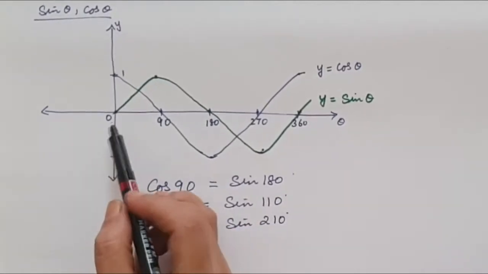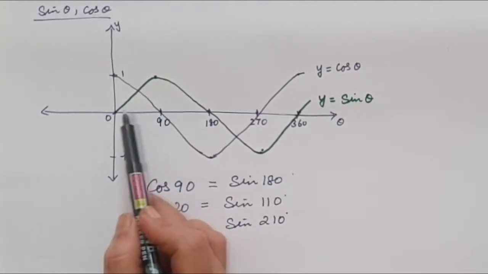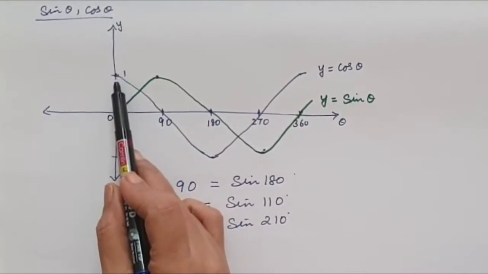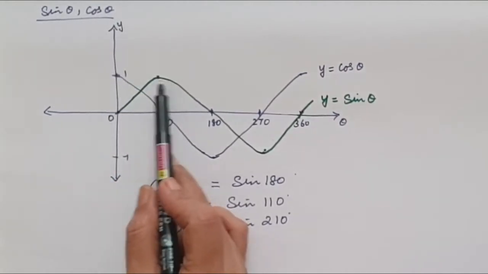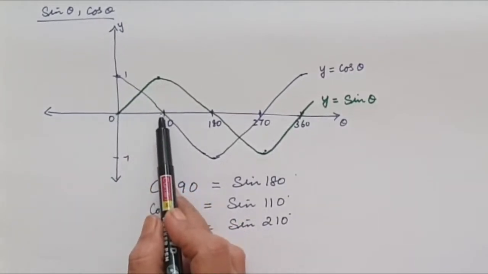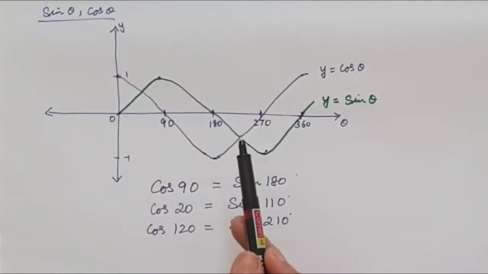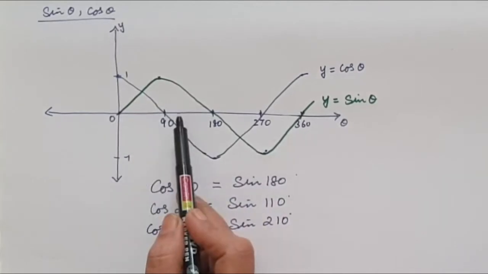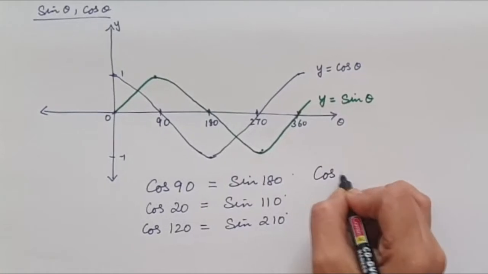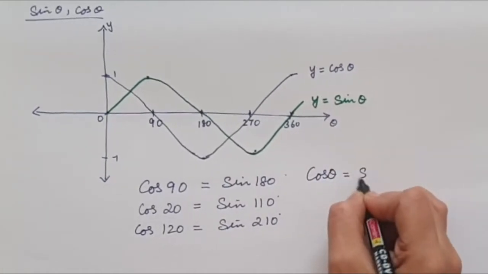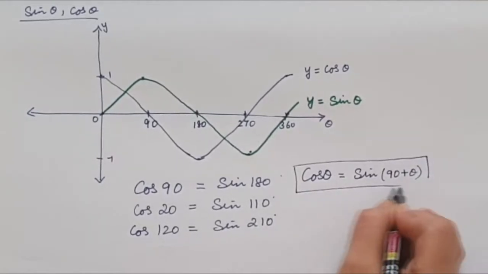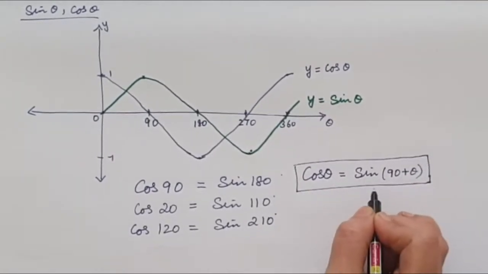Now when we check the graphs of sine and cos, if we shift the graph of cos theta by 90 degrees, till here, it becomes sine theta. And the sine theta, when we shift it till here, becomes the cos theta. That is why we have a general identity: cos theta is equal to sine of 90 plus theta. This you have to remember when we solve some questions.